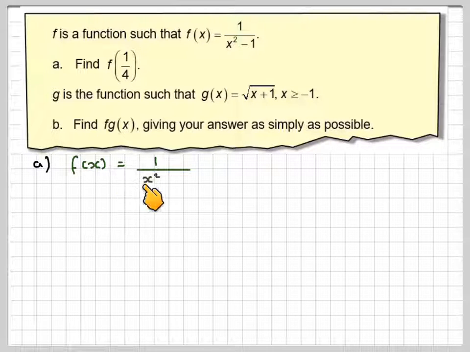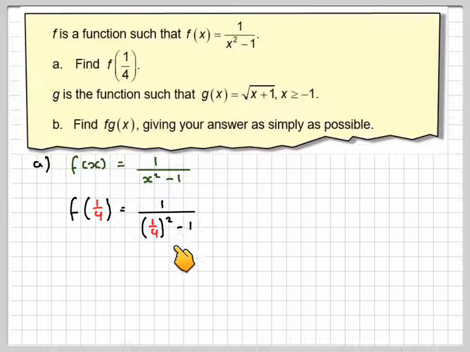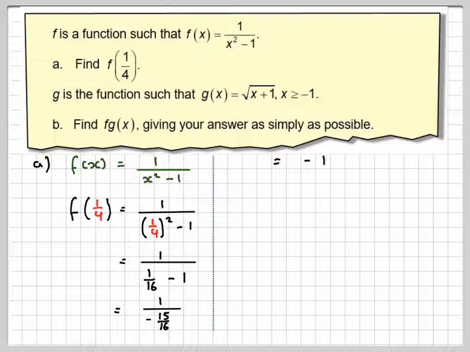So we've got the function f of x is 1 over x squared minus 1. We've got to find f of 1/4. That means find f of x when x is equal to 1/4. So that's going to be 1 over 1/4 squared minus 1, which is 1 over 1/16 minus 1. So 1/16 minus 1 will be minus 15 over 16, giving 1 over minus 15 over 16. And when you divide by a fraction, you multiply by its reciprocal, so that's going to be equal to minus 16 over 15.